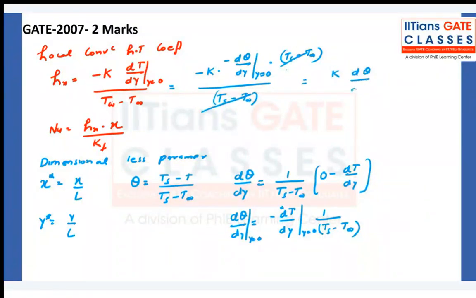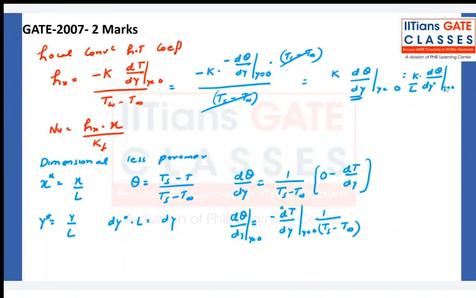y equals 0. Okay, did we miss anything? I think we have missed something: t wall minus t infinity. Now this dy can be written as dy star into L, right? So I can write this as k d theta by dy star by L at y equals 0.